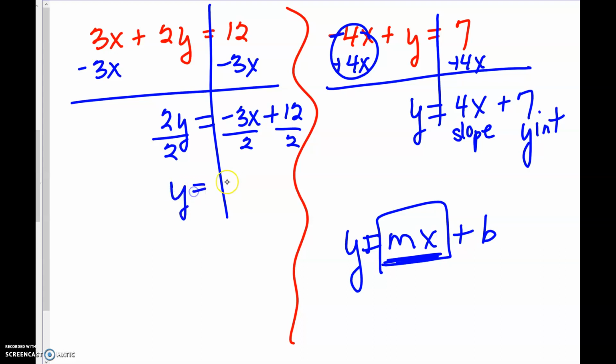So y equals negative 3 over 2 x plus 6. So we have our y-intercept is 6, and negative 3 over 2 represents our slope. All right, let's try one more of those. So if I have a negative 5x plus 3y equals, and let's just say 15.